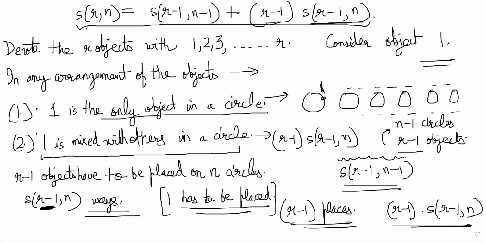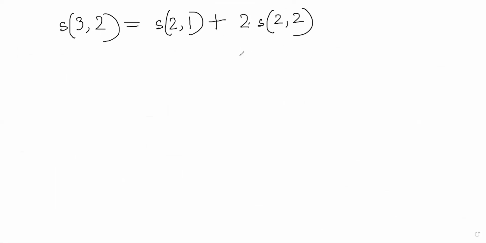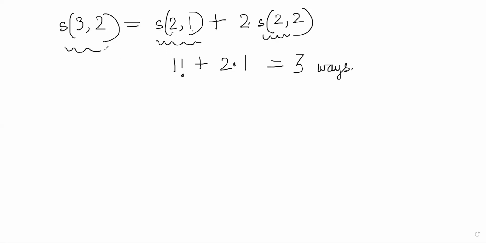Now, what is the utility of the formula? You can solve simple cases like suppose you have 3 people and 2 tables, right? S of 3, 2. That will become basically S of 2, 1 plus 2 times S of 2, 2, right? Now, S of 2, 1 will be 2 objects on one circle. So that is simply 1 factorial plus 2 times S of 2, 2 is going to be simply one way, right? Because we know that S of R, R is 1, right? So you will see that there are 3 ways to do it.